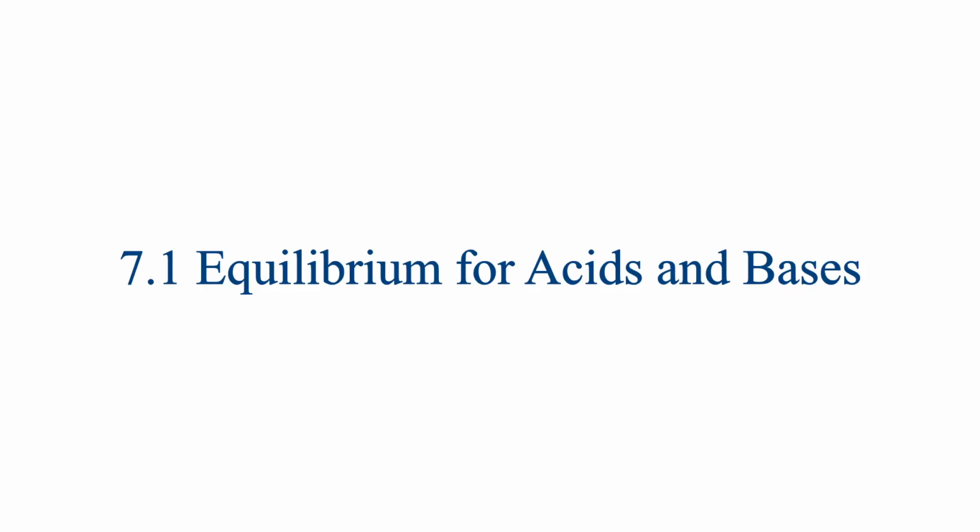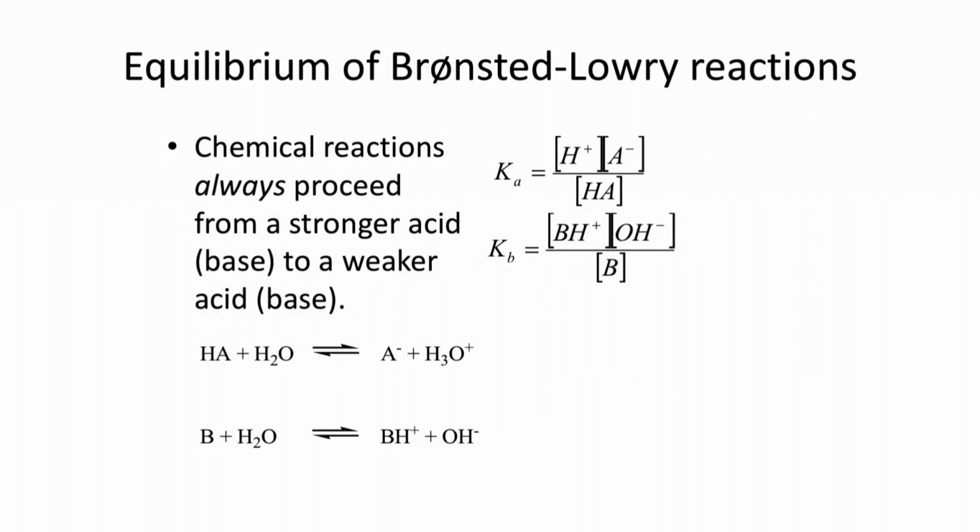Now that you've seen how to write down an equilibrium constant expression, let me show you specifically how this works for acids and bases. When you're talking about acids and bases and dealing with equilibrium, we're going to assume that we're looking at Bronsted-Lowry acids and bases. Just to refresh your memory, a Bronsted-Lowry acid is a proton donor, and a Bronsted-Lowry base is a proton acceptor.